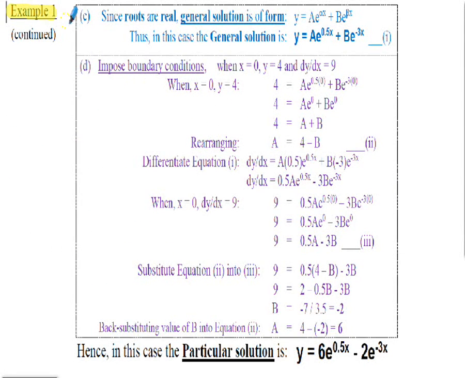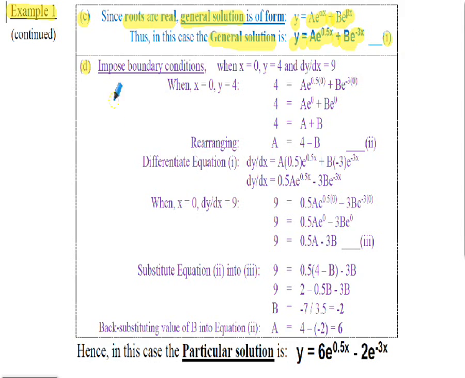Example 1 continues. Step 3, labelled C here. Because the roots are real and different, the general solution from the previous slide is of the form y is equal to A e to the alpha x plus B e to the beta x. So for the question we're trying to solve here, the general solution will be y is equal to A e to the 0.5x plus B e to the negative 3x. I've called that equation 1 for reference.